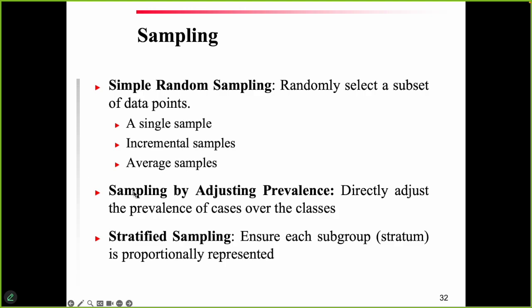Then we also had sampling by adjusting prevalence. So this first method, simple random sampling, applies regardless of which one of these three you do. In general, simple random sampling is good when you have a data set that is large but is at least fairly uniform. For example, you do not have an imbalanced data set, and you don't have any strong class imbalance. That is when you use simple random sampling.